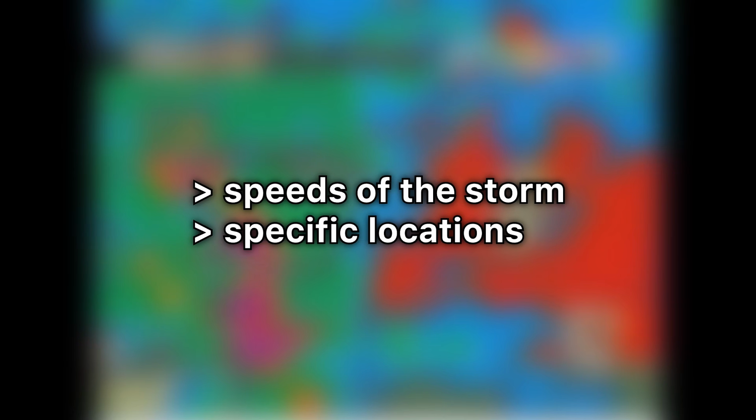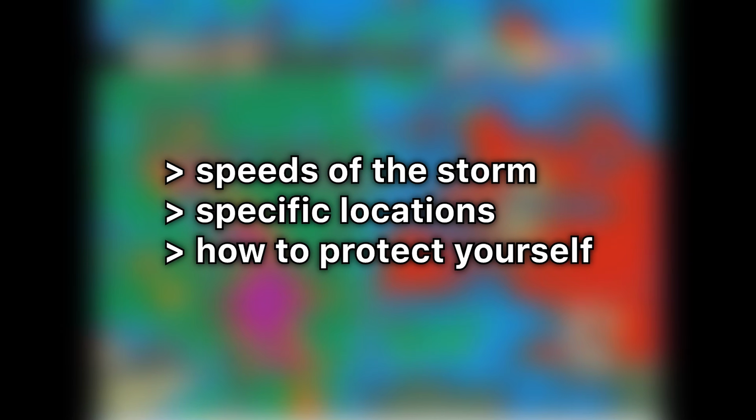After this is the message, which plays audio that describes in detail the alert that's being issued. For example, a tornado warning message might also include speeds of the storm, specific locations being impacted, and also how to protect yourself.